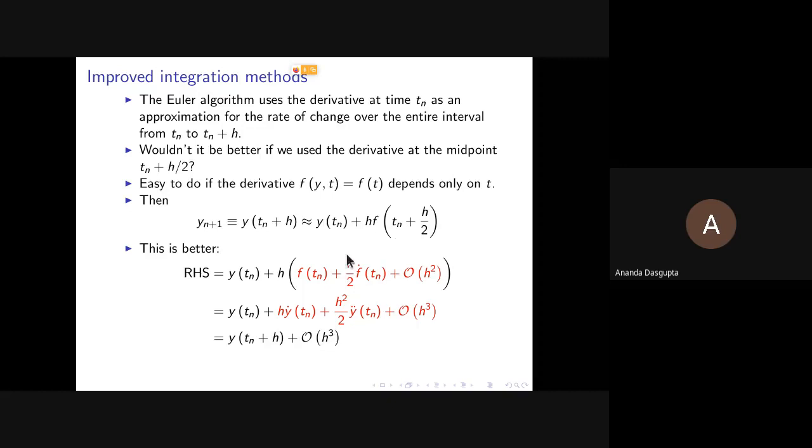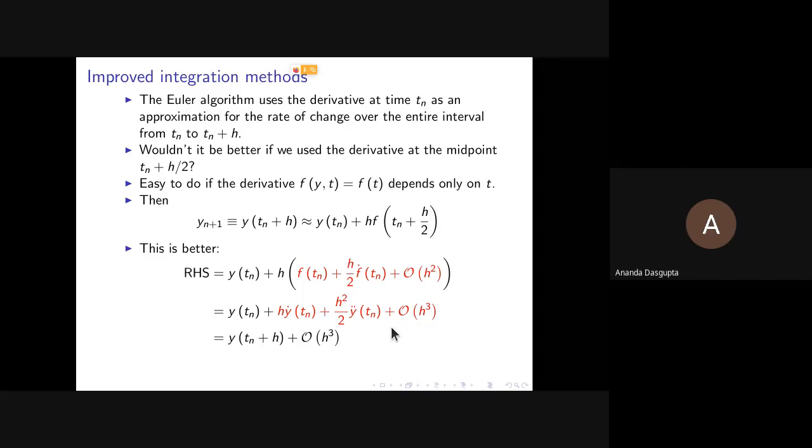So here what we have done is write f of Tn plus h by 2, of course, which is a step into f dot Tn plus order h square terms. And now you realize that f of Tn is nothing but y dot, right? So you are writing y Tn plus h y dot Tn plus h square by 2 y double dot Tn. F dot Tn is y double dot Tn plus order h cube terms, because order h square here inside the bracket times the h gives an order h cube term.